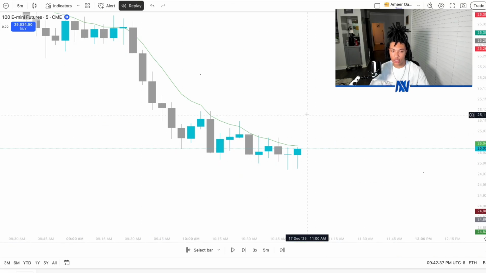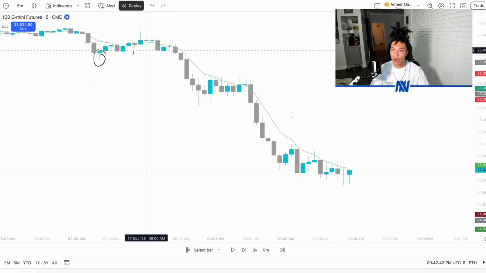And it's the same thing going bullish. All you need to do is just make sure that you have higher highs and higher lows, and then a rejection candle.